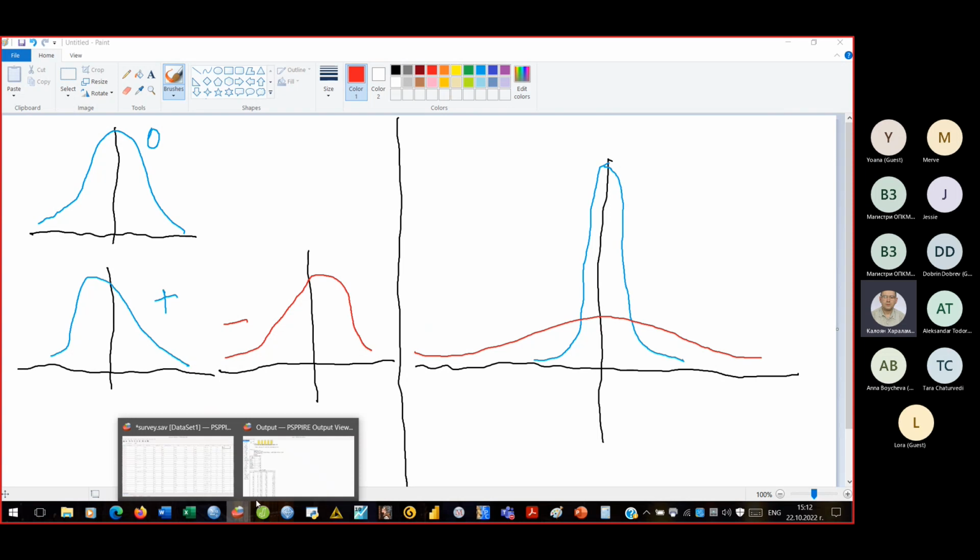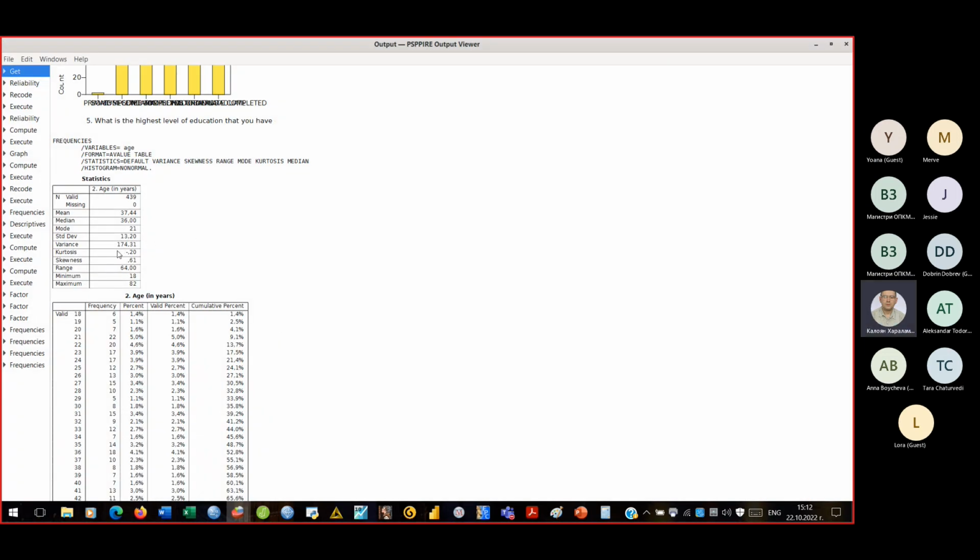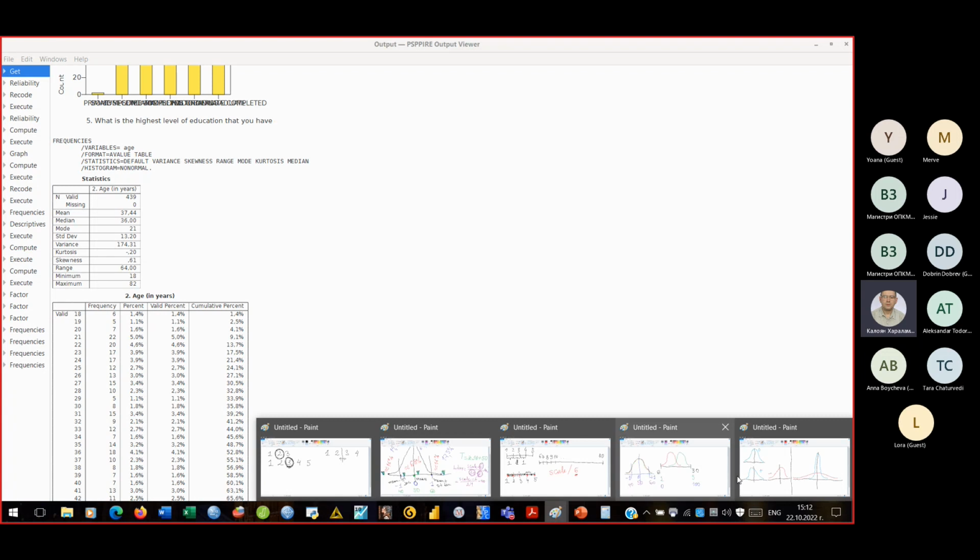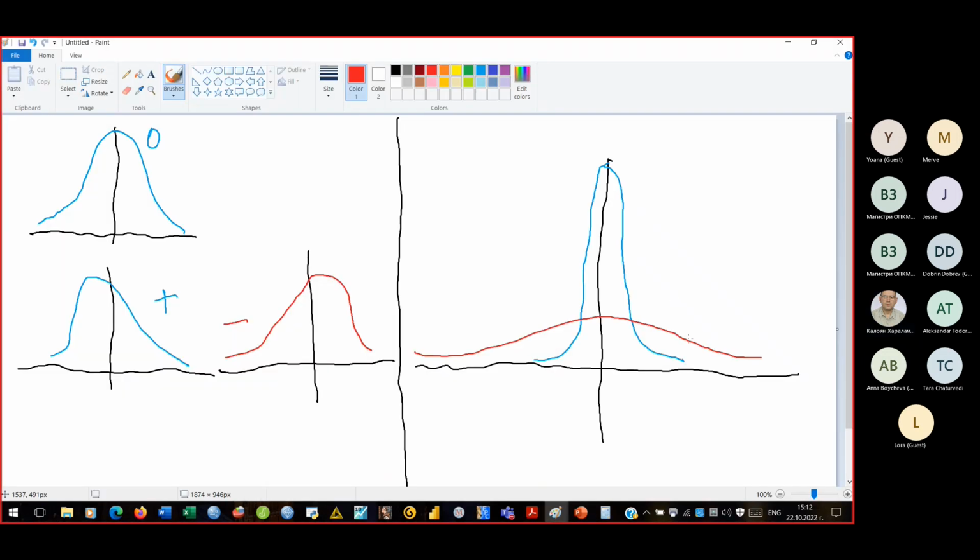of coefficients. So here, kurtosis, we have minus 0.2. That means that we have flat distribution. When the distributions are flat, the sign is minus. When the distributions are sharp, the sign is plus. So in our case, we have minus, so flat distribution.